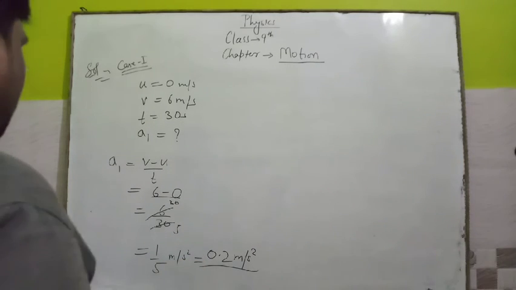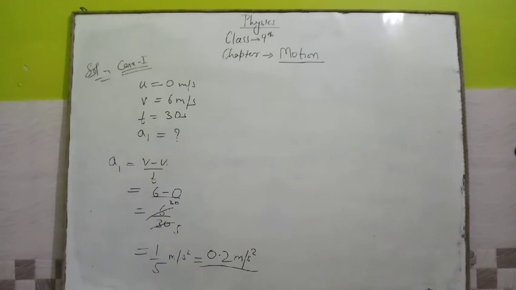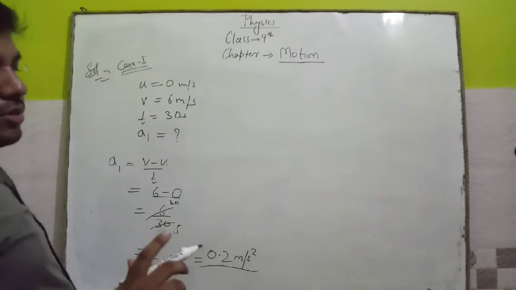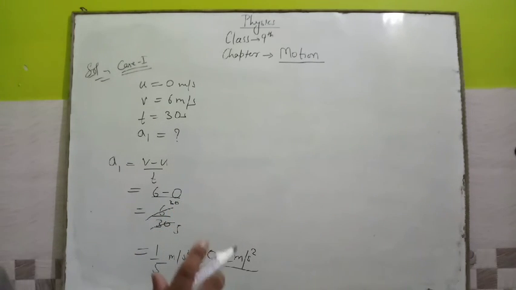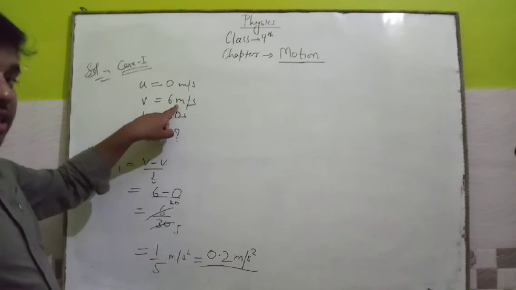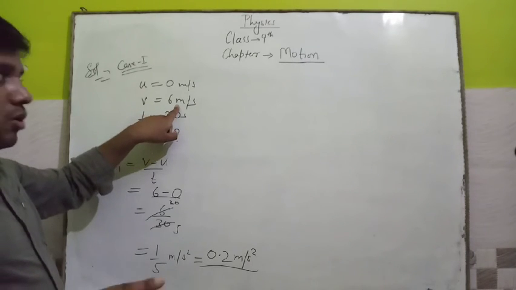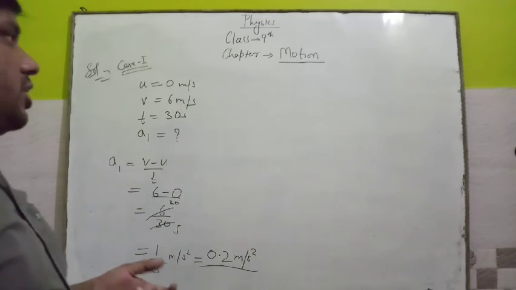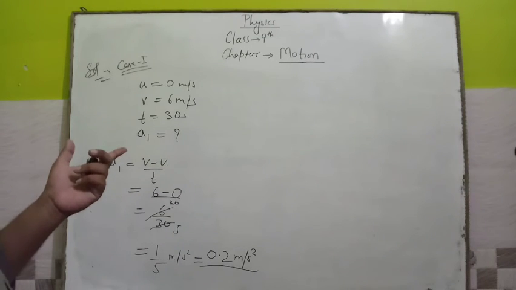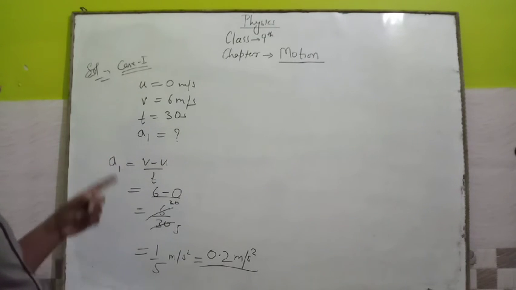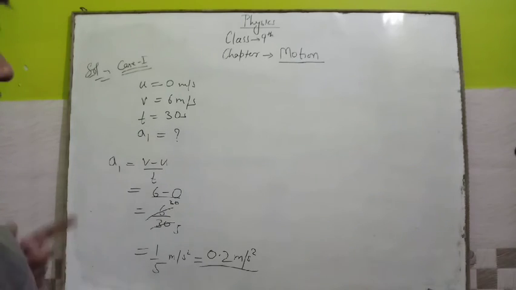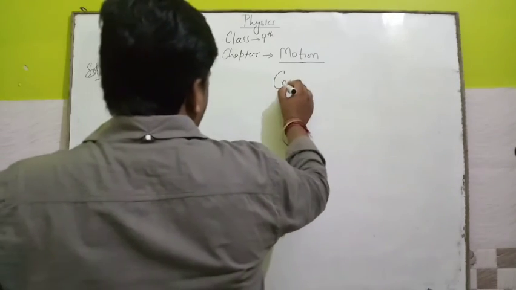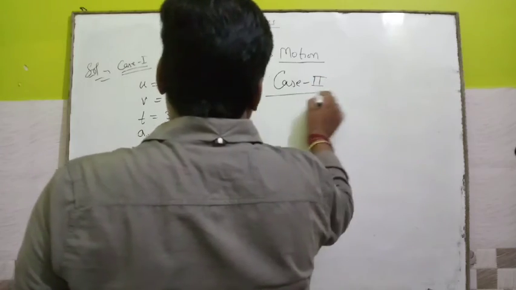Now after that he says in the question, when he applied brakes such that the velocity of the bicycle comes down to 4 meter per second in next 5 seconds. The velocity was 6 meter per second, then he applied brakes, so the speed of the object became 4 meter per second. Then what is the acceleration in this case? And this velocity decreases from 6 to 4 in how many seconds? In 5 seconds. So in case second, you write here case second.